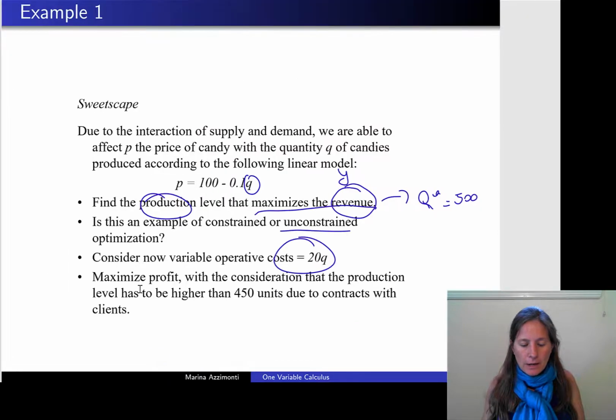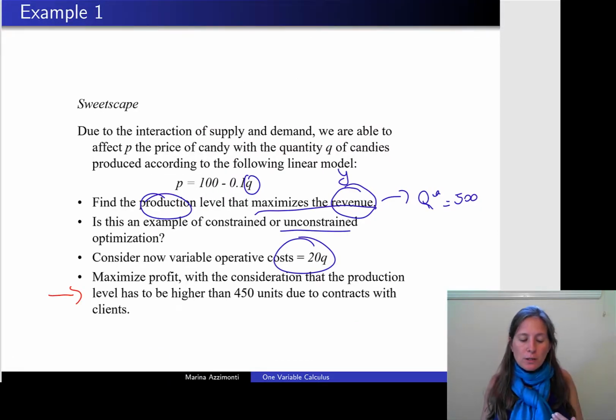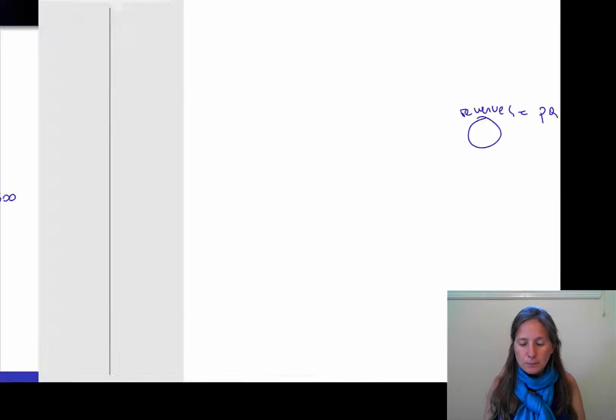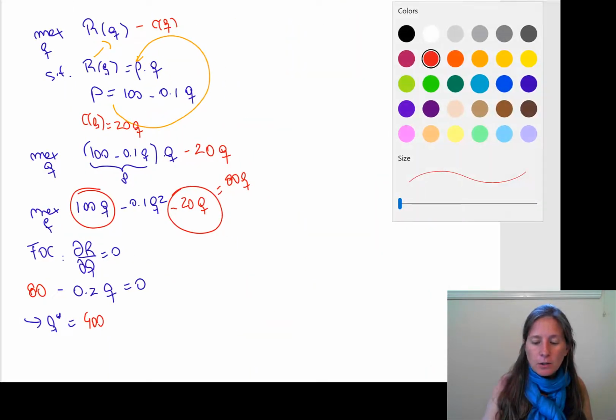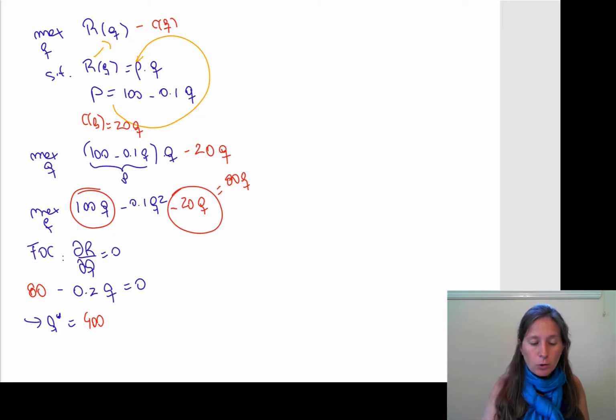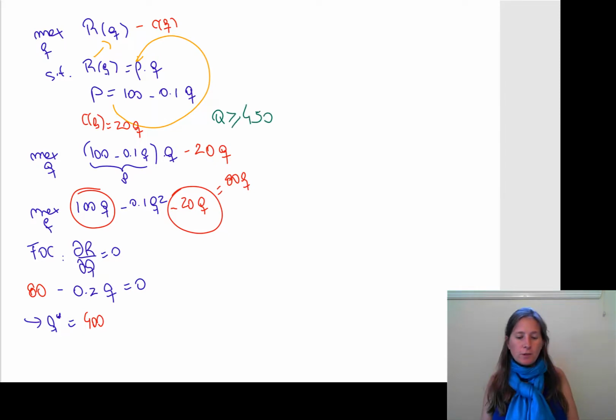Finally, the last question asks, okay, now maximize profits, but taking into account that your production has to be higher than 450 units. So basically now what do you have? Let me put it with yet another color. So we are trying to find the level of Q that maximizes profit, but we have one more constraint, that Q has to be greater or equal to 450.